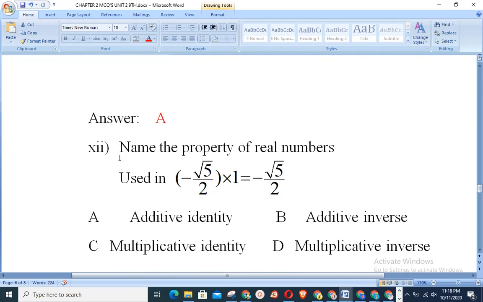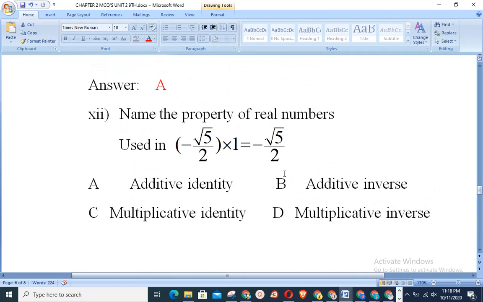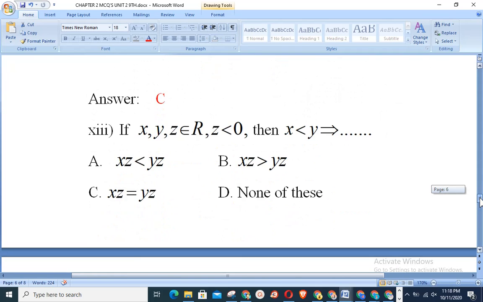Our next objective, number 12. Name the property of real numbers used in inside the bracket -√5 whole over 2 multiplied by 1 is equal to -√5 over 2. There are 4 options given, dear students. Multiply by 1. 1 is called multiplicative identity. So you can easily say that this property is called multiplicative identity. That is option C is my correct option, as you can see here.